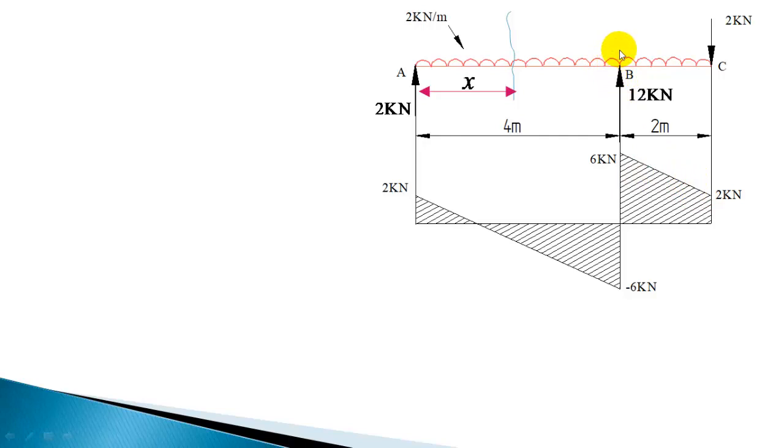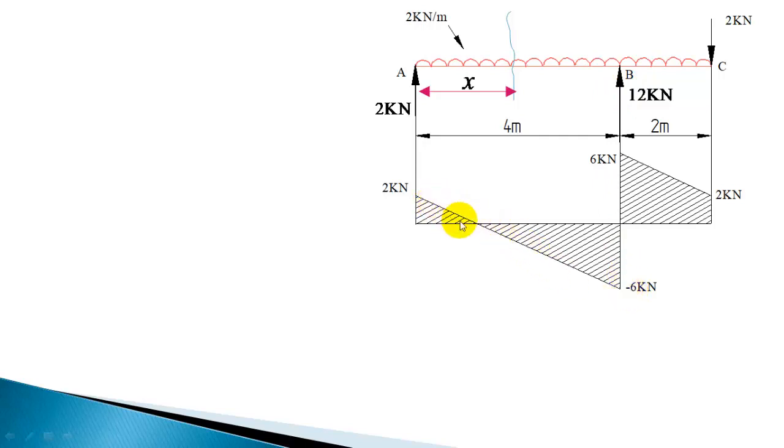But left of B to right of B, it is minus 6 to plus 6, and there is a sudden variation from minus 6 to plus 6. Immediately left to immediately right, minus 6 to plus 6, and that variation is happening because of this point load or reaction 12 kilonewton. So the net change is 12 kilonewton, that is because of the reaction 12 kilonewton.